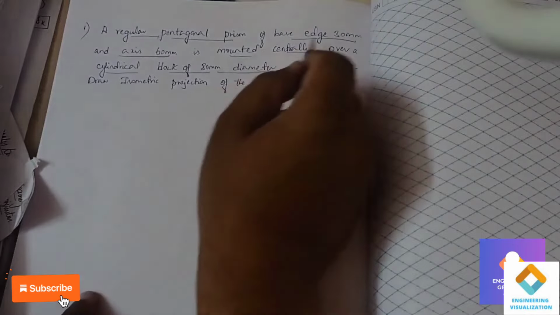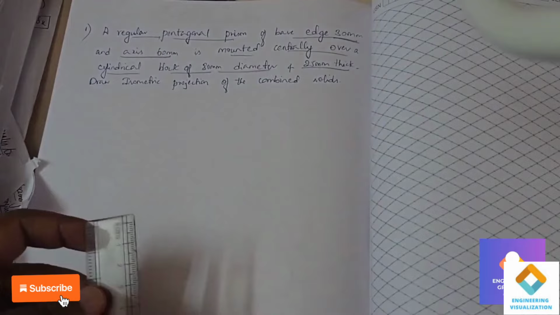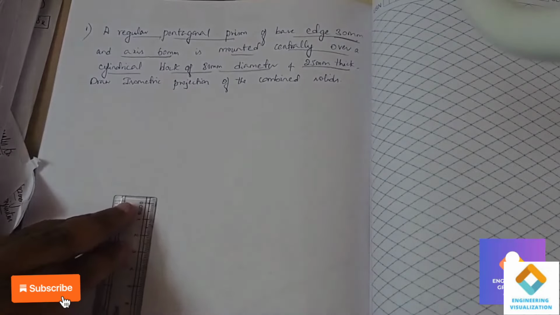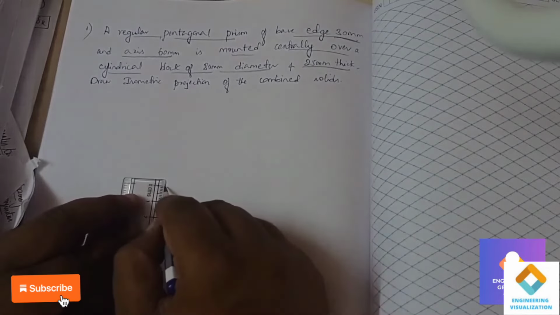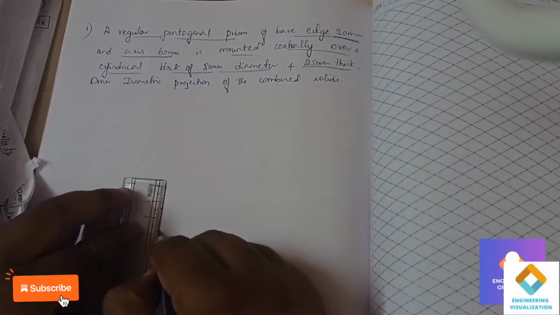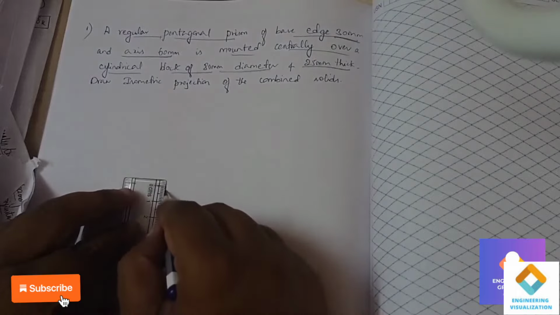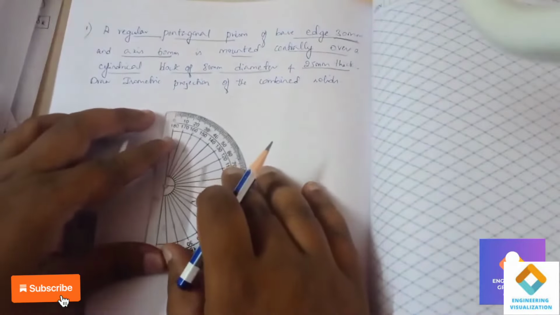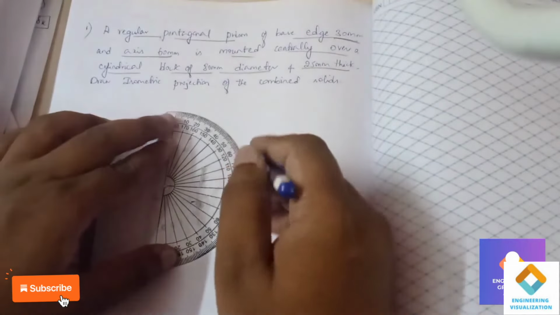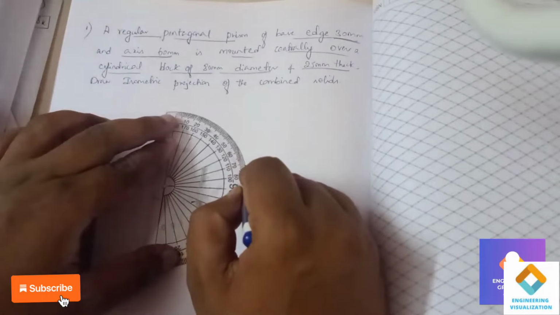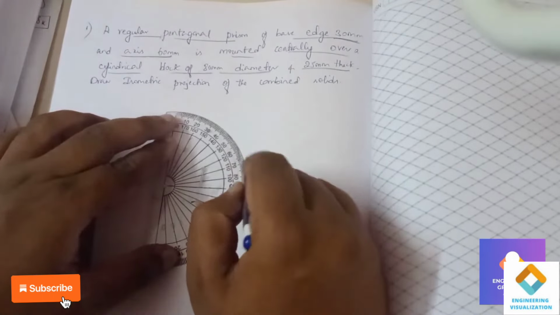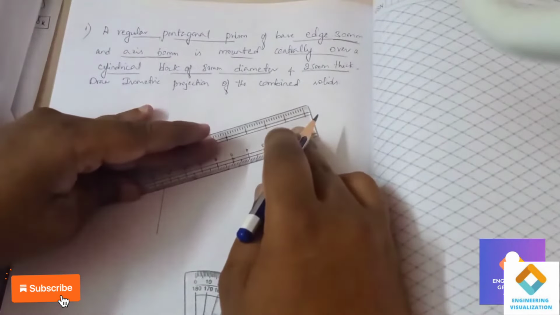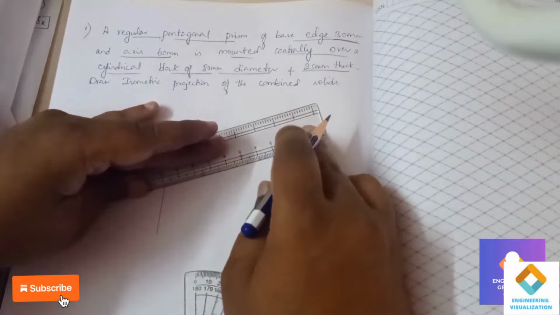So here I will be drawing the top view, the orthographic view of this pentagon and then a circle. First I will be constructing a pentagon of dimension 30 mm. So draw a vertical line of 30 mm. Take a protractor and mark 72 degrees. You all know how to construct the pentagon with the angle of 72 degrees. Draw a line of length 30 mm passing through that angle point.